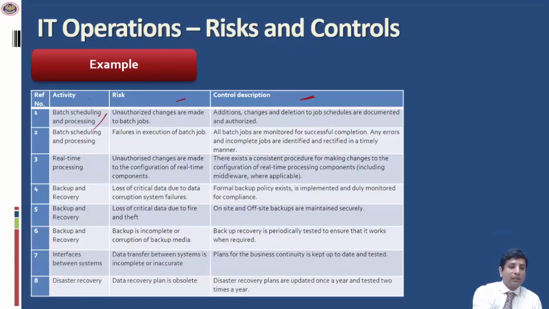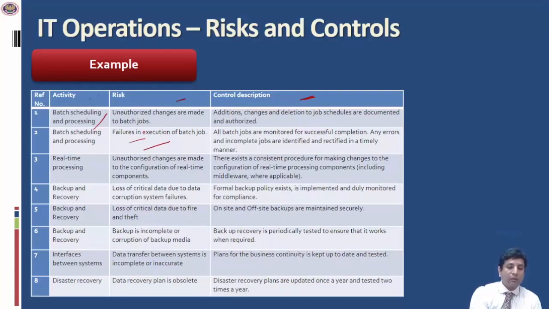We have discussed that in batch scheduling and processing, the risk could be unauthorized changes made to batch jobs. That is, users who are not authorized are able to make changes to batch jobs. The other risk is failure in execution of a batch job. So this is when a batch job is supposed to be run and it has failed, in which case the transactions within the batch job have not been executed.